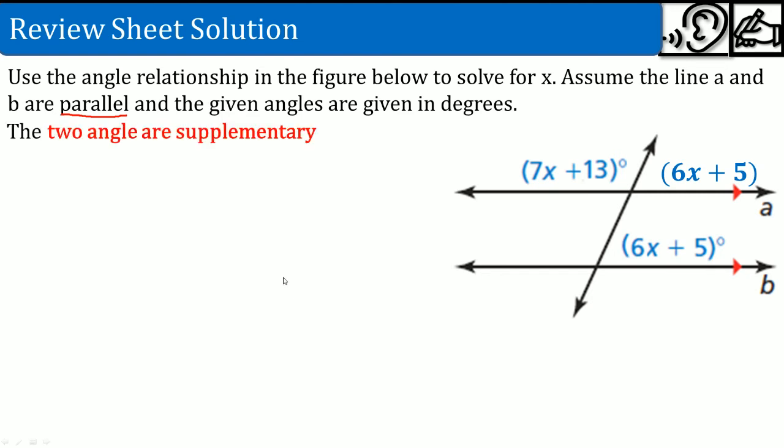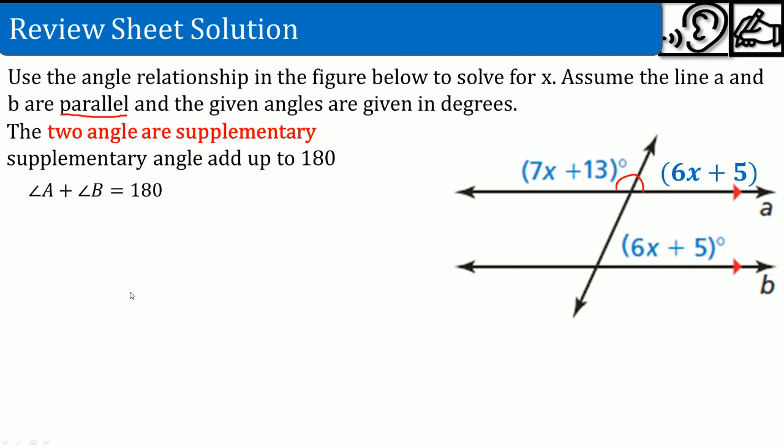So I noticed that these two angles are supplementary because here's the arc that forms 180 degrees. So the supplementary angles here add up to 180. So we would say angle A plus angle B is equal to 180 degrees. So plug it in. Angle A was 7x plus 13 and angle B was 6x plus 5. That's how it looks once you distribute that 1. Right? We got rid of the parentheses.